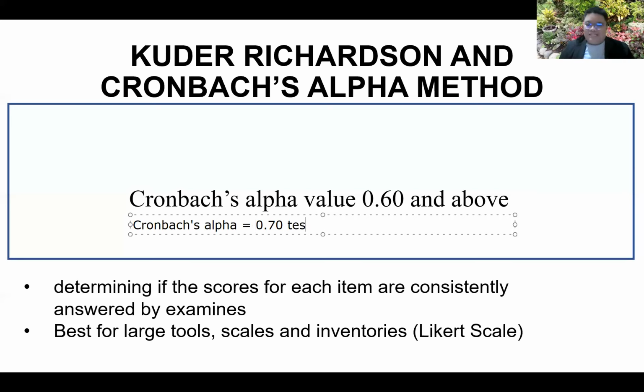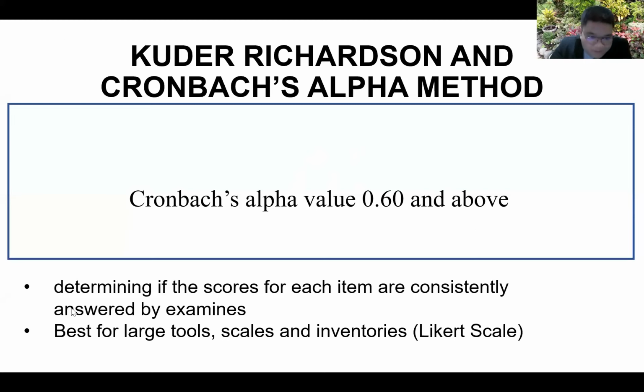Okay? Which would mean that the test is suitable for standard testing. Okay? Ibig sabihin, pwede mo siyang gamitin for your exams. Okay? Yan po yung ibig sabihin ng Cronbach alpha of 0.7 and above. Okay? So again, the Cronbach alpha value needs to be 0.70 and above.